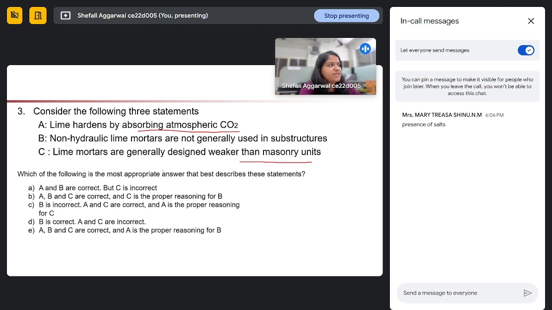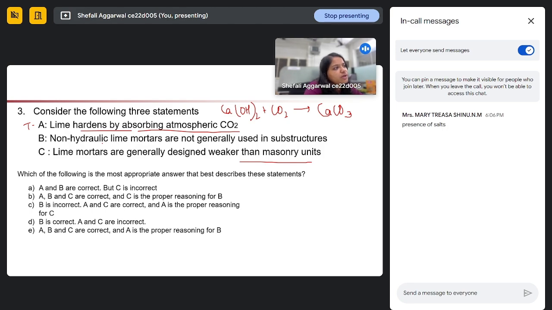Okay, we will go statement by statement. First statement: lime hardens by absorbing atmospheric CO2. When lime reacts with CO2, what will happen? We are forming calcium carbonate. Calcium carbonate consists of solid particles. So when lime reacts with CO2, it hardens and forms calcium carbonate. Because of this carbonation, this statement is true.